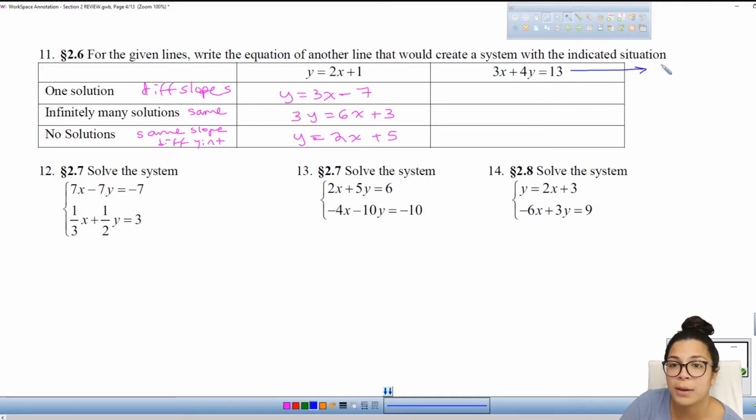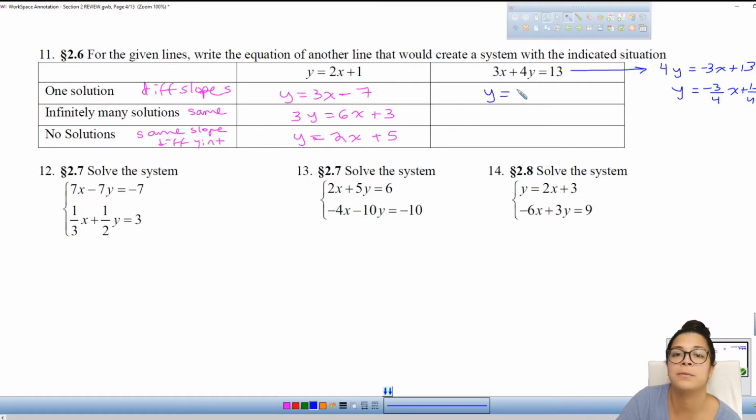So I'm going to subtract 3x on both sides, so we get 4y equals -3x plus 13. And then we can go ahead and divide by 4. Of course, when we divide, we have to divide every single term. So we get -3/4x plus 13/4. So the slope is -3/4. So any slope other than -3/4 will give me one solution.